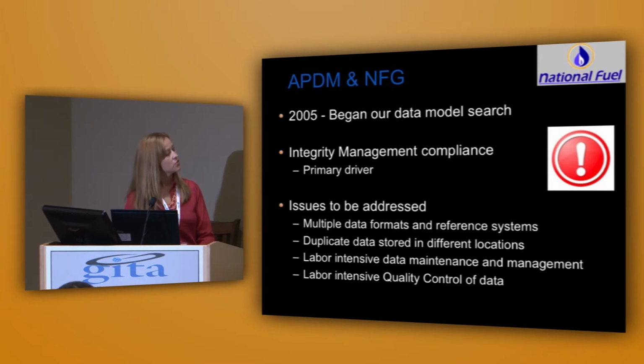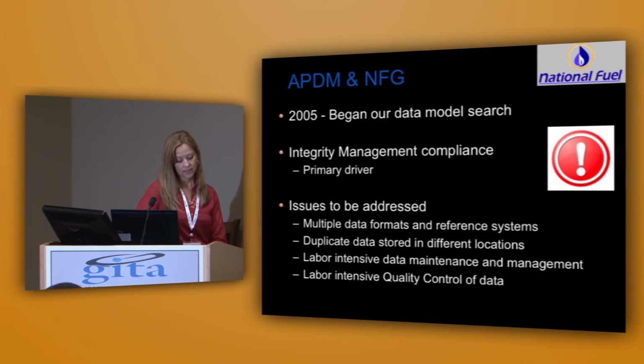So we had a lot of issues to address, and there's a few of them here. Multiple data formats and reference systems were really a problem for us. We had duplicate data stored in different locations. So we had a frame AMFM mapping system. We had multiple Access databases for our risk assessment, for reporting, assessment data, like I said. We had Excel files for public awareness data and programs.